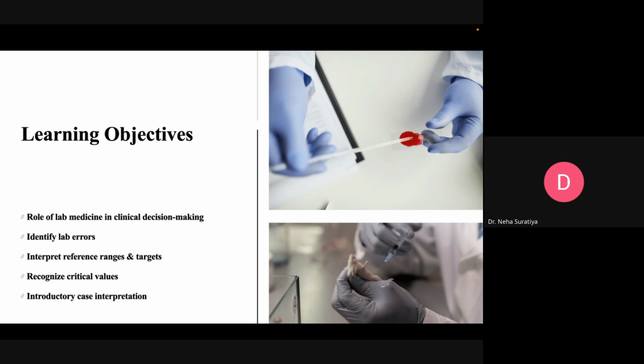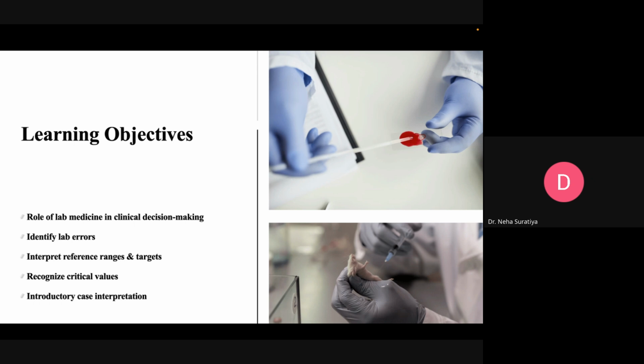By the end of this session, you will be clearly able to understand the role of lab medicine in clinical decision making. You should be able to look at a lab report and not feel lost or confused, right? You should be able to understand why this test was ordered, what is the reason behind it, what an abnormal value could indicate, whether that value could be wrong due to an error, and how urgently it needs attention. All these things need to be clear.